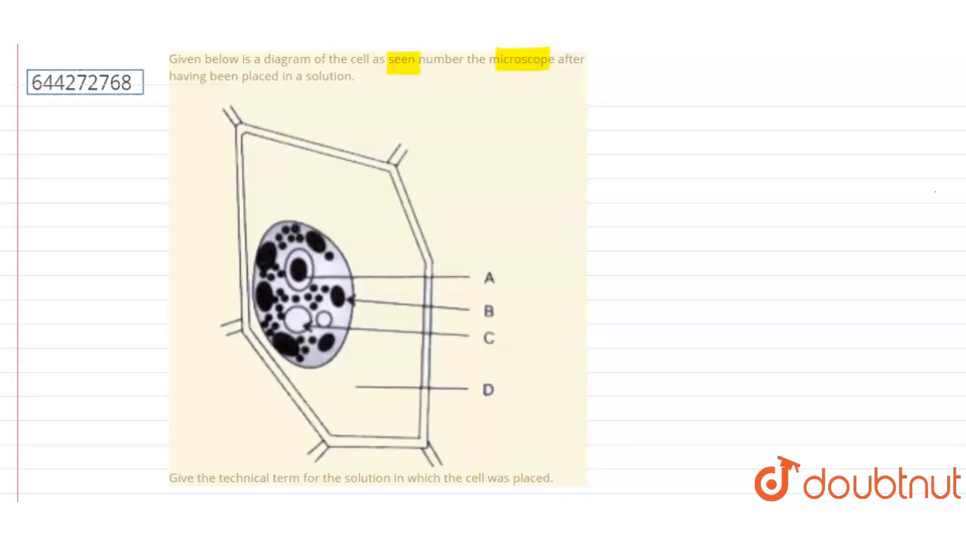Hello everyone, today's question is: given below is a diagram of a cell as seen under the microscope after having been placed in a solution. Give the technical term for the solution in which the cell was placed.